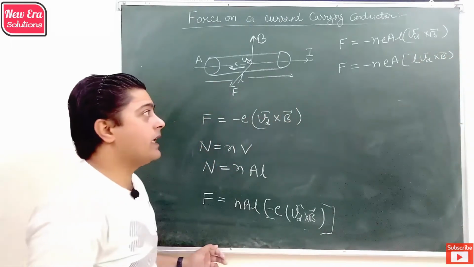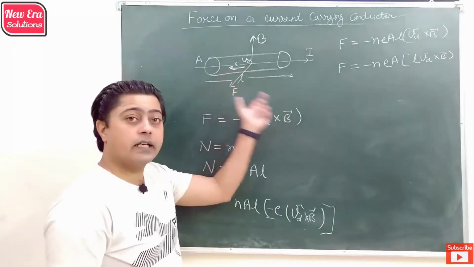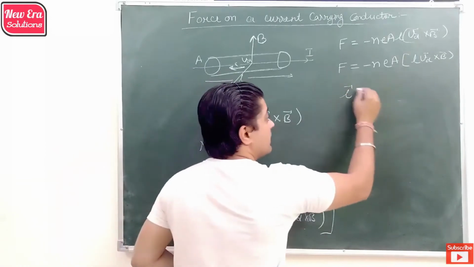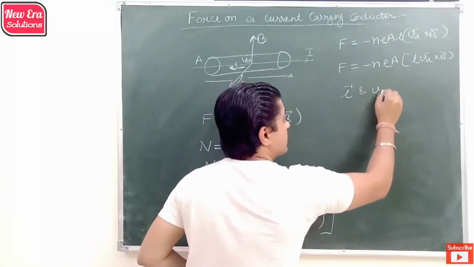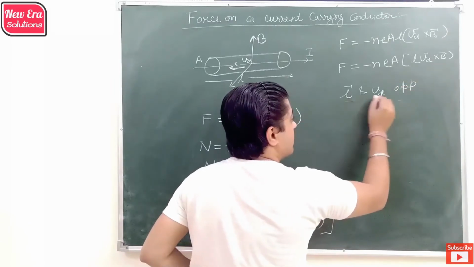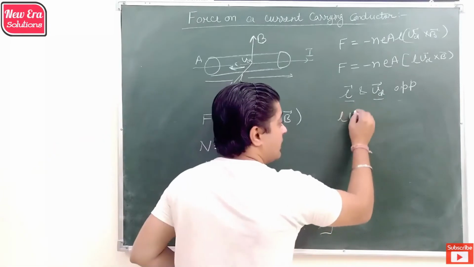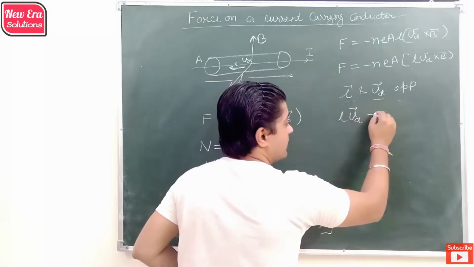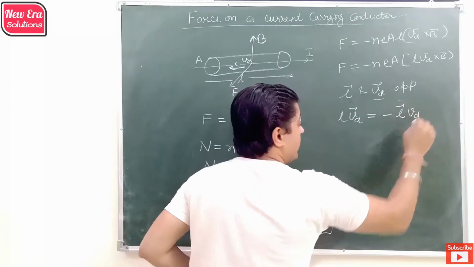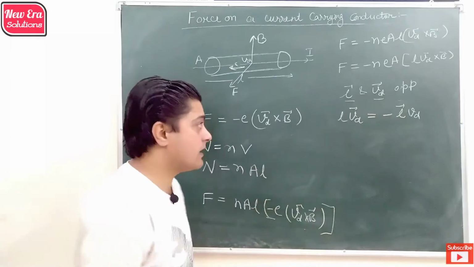Now in magnetic effect of electric current, we discussed that the length of a current carrying conductor can be taken as a current element which is in the opposite direction of drift velocity. So the direction of drift velocity and current element is opposite. So L Vd vector is equal to minus L vector Vd. So if we change the vector expression, we get a negative sign.